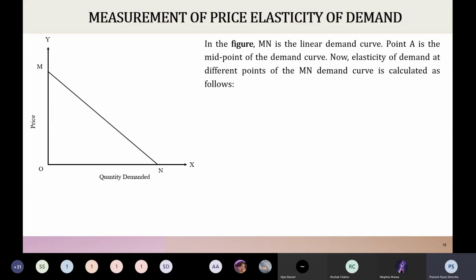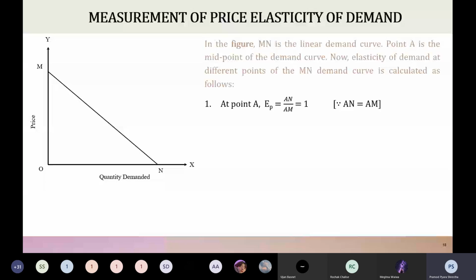MN is the demand curve, and we are going to assign a midpoint and name it A. So A is the midpoint of the given demand curve MN. And let's assume the length of this MN line is 4. MN is 4, and A is the midpoint. Then the length of AN is 2 centimeters, and AM is also 2 centimeters, because A is the midpoint.